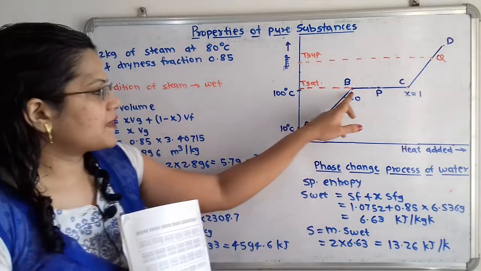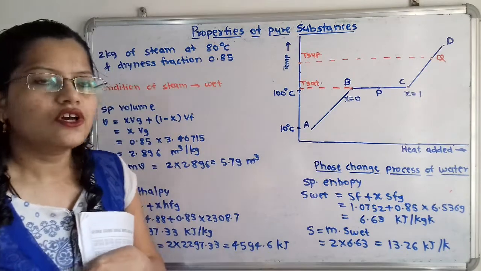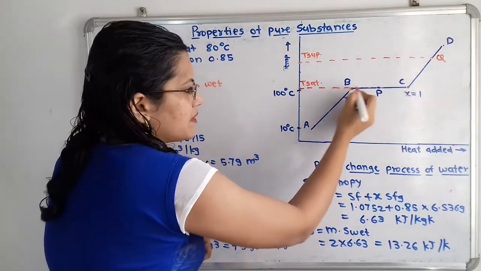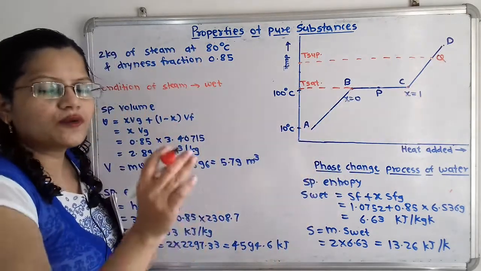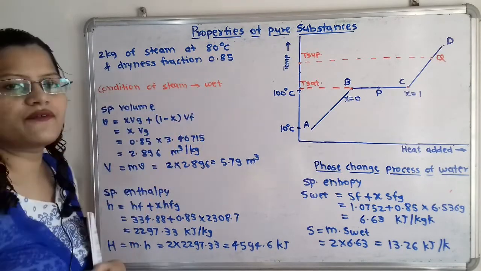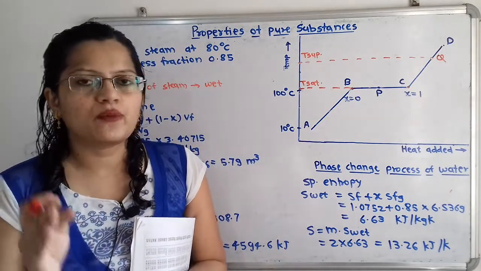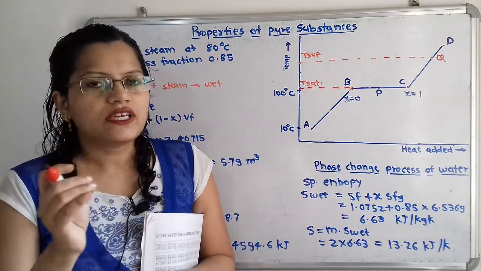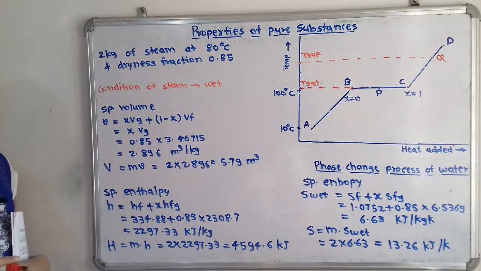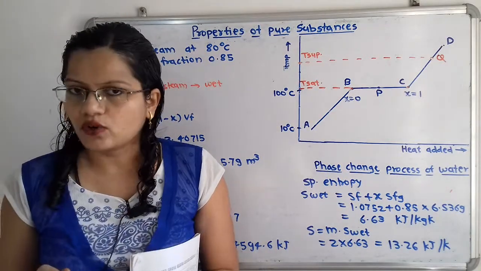Here the dryness fraction is given in between x equal to 0 and x equal to 1. So the location of the point is in between B to C. In between B to C, the condition of steam is known as wet steam. So we will write here the condition of steam is wet steam, and we will apply the formula to calculate enthalpy, entropy and specific volume for the wet steam. First we will calculate the specific volume and then we will calculate the total volume.